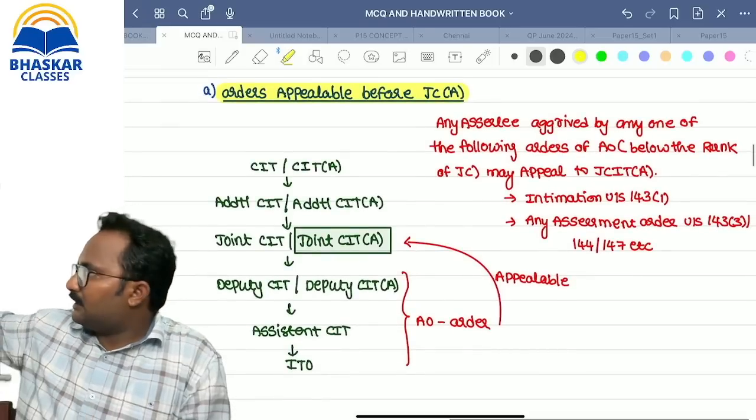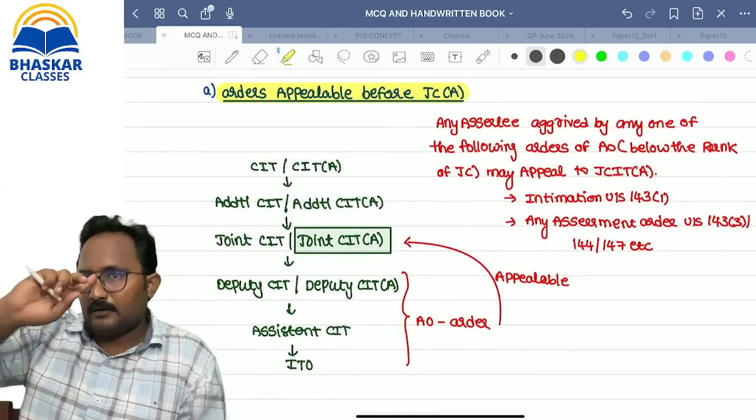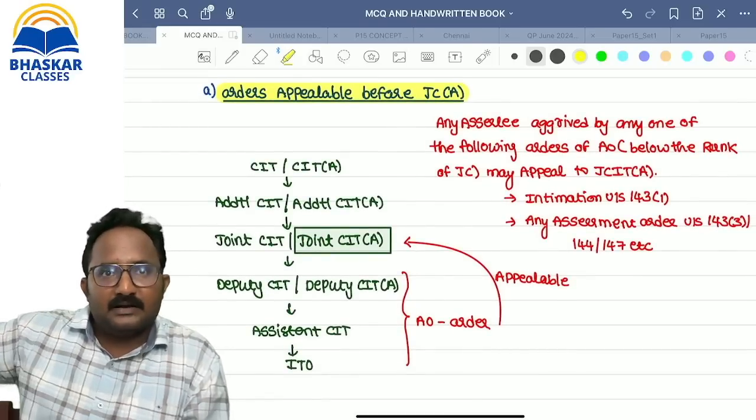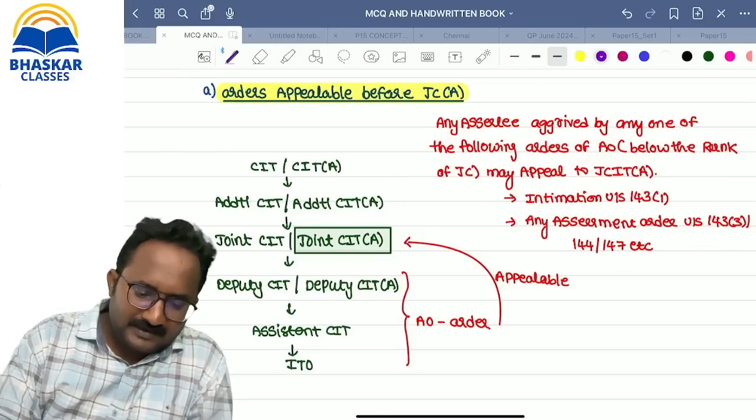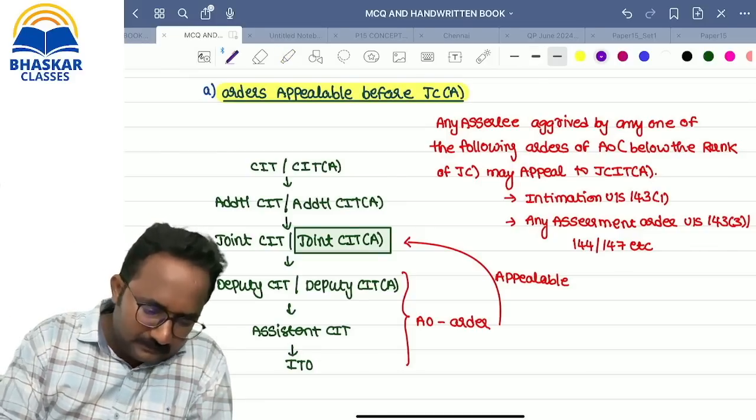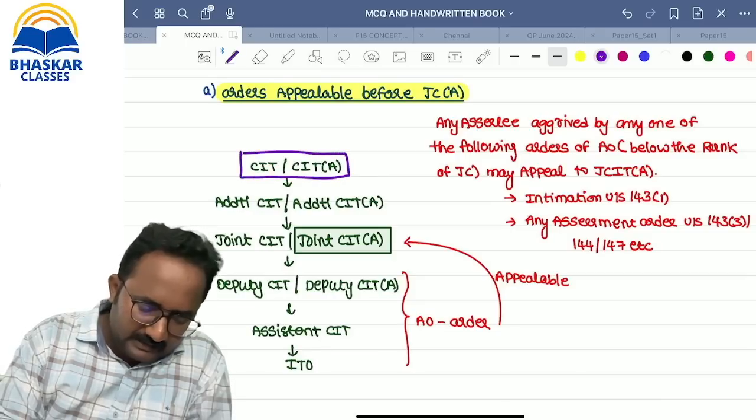Now, this is a hierarchy. You will need to remember this hierarchy. This discussion actually comes in the Income Tax Authorities chapter, which is not covered here, but you can remember it now. First of all, we have the CIT and the CIT Appeals.